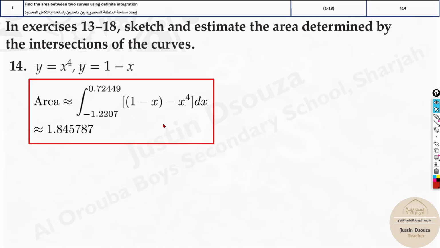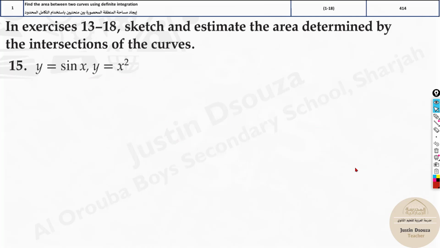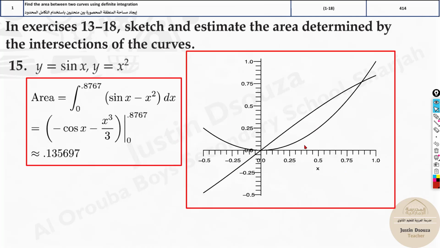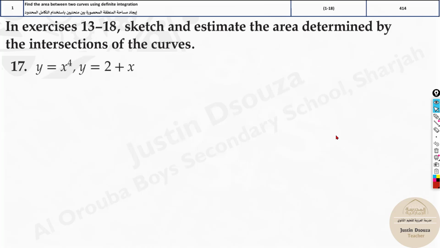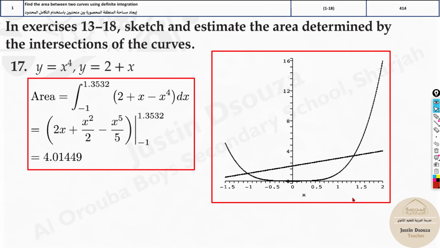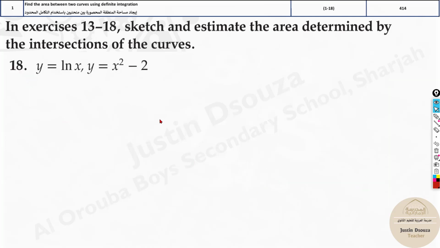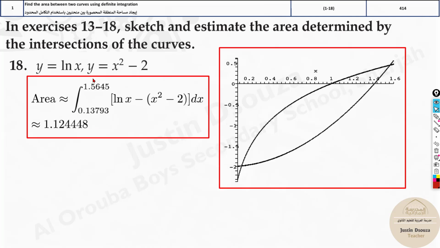Same way over here. Please do try them by yourselves. Over here are the sketches as well. Same thing over here. And all the solutions are worked out. It's just that after graphing, approximate the limits and get the limits. Now here as well. Now, natural logarithm function, it'll be from here to here. And over here we have a quadratic.